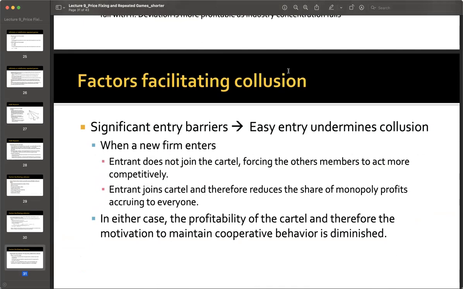Okay, the next factor is significant barriers to entry. Easy entry undermines collusion. When a new firm enters, the entrant is either not part of the cartel, forcing the other members to act more competitively, or the entrant joins the cartel and therefore reduces the share of monopoly profits accruing to everyone. In either case, the profitability of the cartel is diminished, and therefore the motivation to maintain cooperative behavior is diminished.